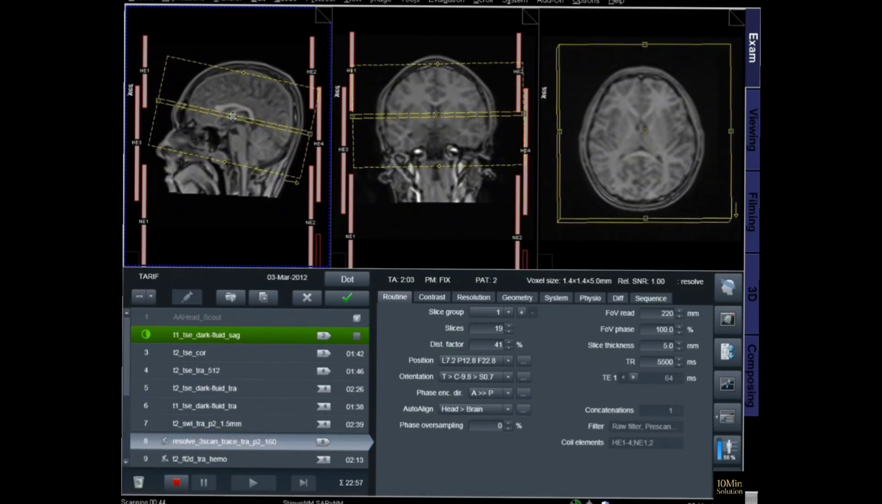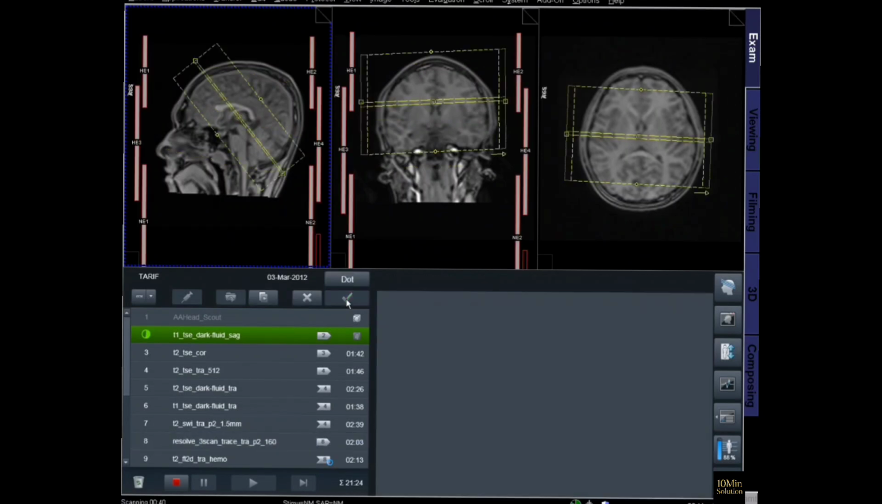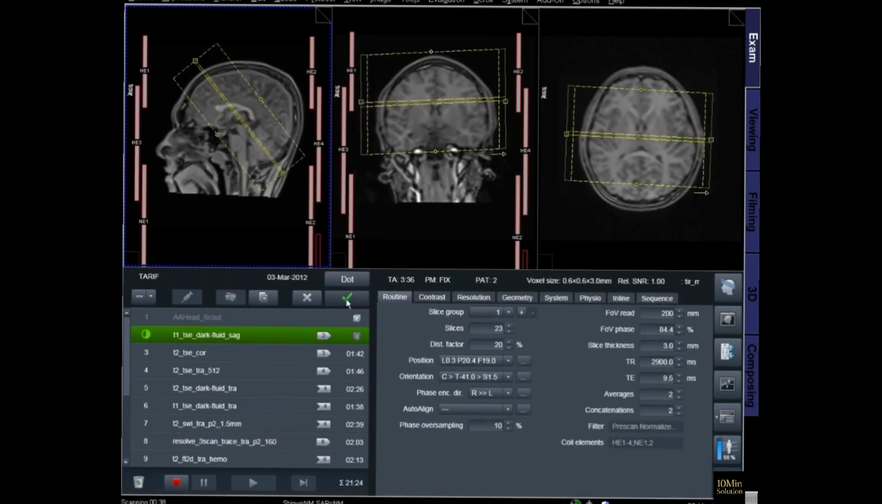Planning and imaging sequences. Localizers or scout images. Initial localizer images are acquired in 3 planes to determine the orientation of the brain structures. T1 weighted imaging. Axial and sagittal T1 weighted images are obtained to demonstrate detailed brain anatomy.